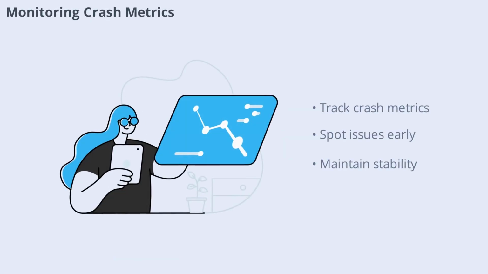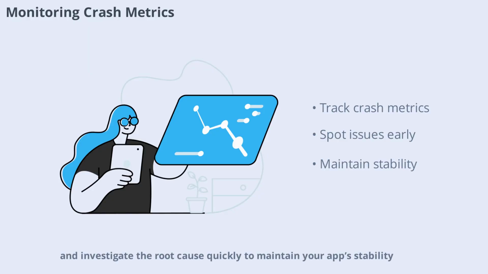Crash metrics are your early warning system. By tracking crashes across different app versions and devices, you can spot compatibility issues before they become widespread. Set up alerts for unusual spikes and investigate the root cause quickly to maintain your app's stability.